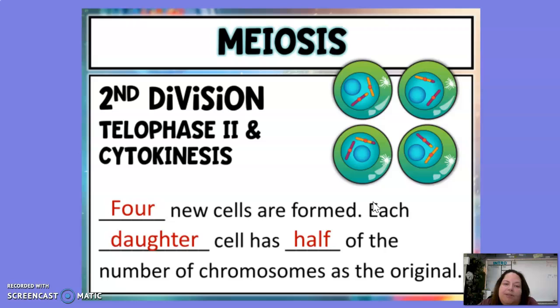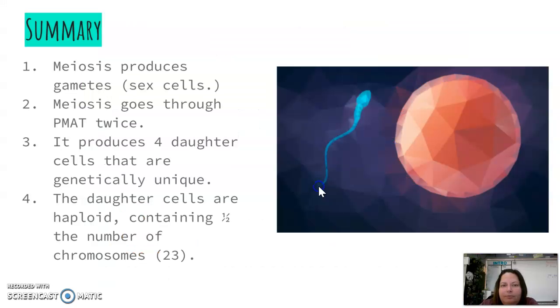And then telophase 2 and cytokinesis again. 4 new cells are formed. Each daughter cell has half the number of chromosomes as the original, okay? All right, so in summary, meiosis produces gametes, which are sex cells, so it is all about sexual reproduction. Meiosis goes through PMAT twice, so we see 2 cell divisions. That is what gives us 4 daughter cells that are genetically unique, okay? The daughter cells are haploid, meaning they have half the number of chromosomes as our somatic cells, and that means that they have 23 chromosomes.